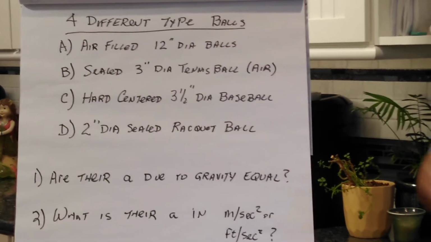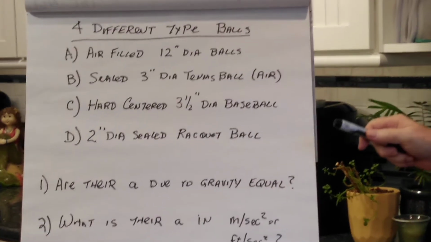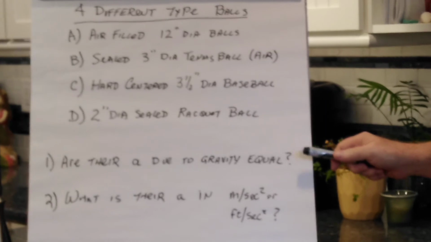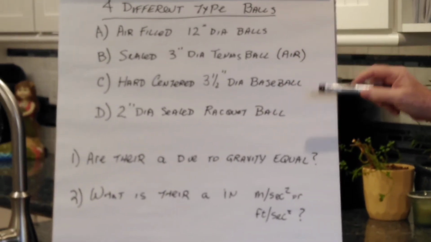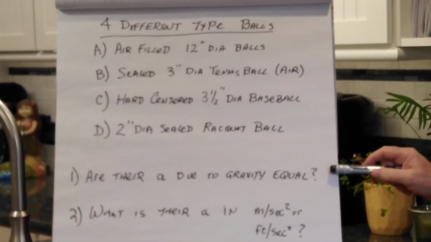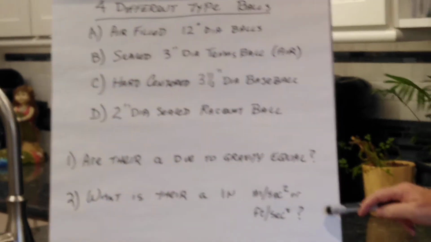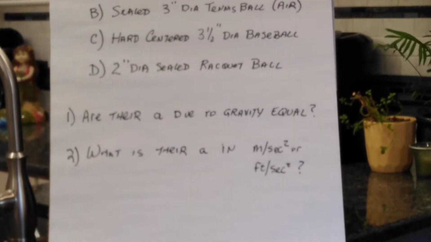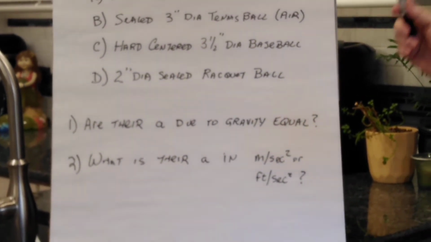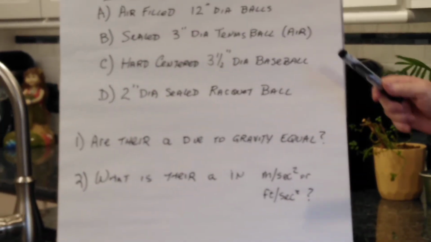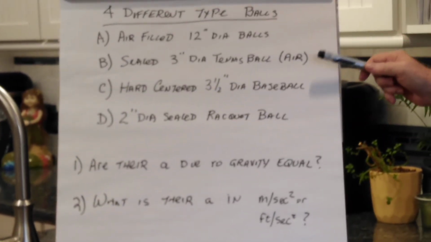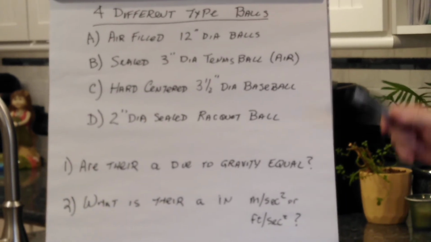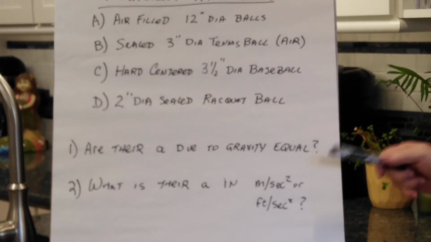And we're going to determine 2 things. Is their acceleration due to gravity in all 4 scenarios the same? And what will that be? Will it be 9.8 meters per second squared? Will it be a different number? Can we corroborate that in all 4 instances we're going to get the same gravity for all 4 balls?